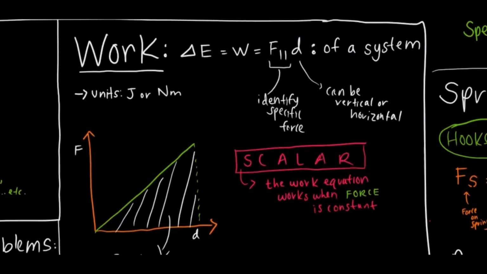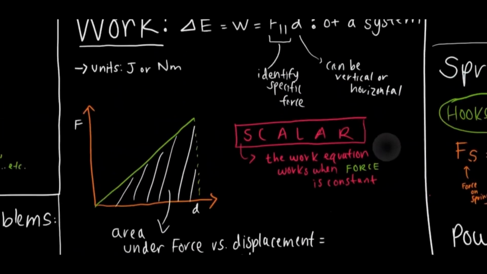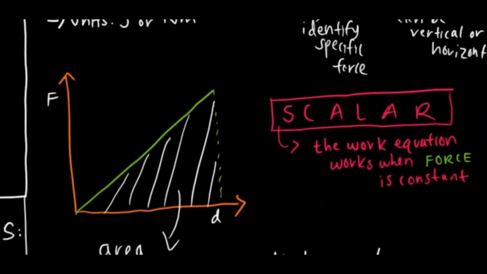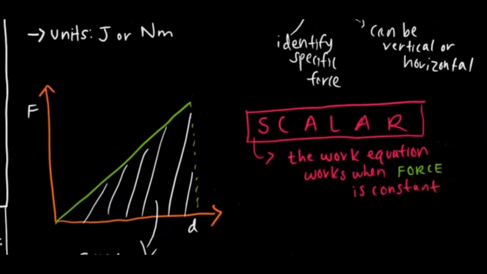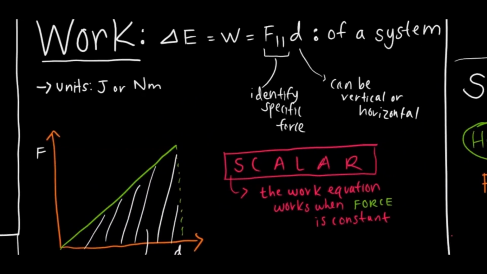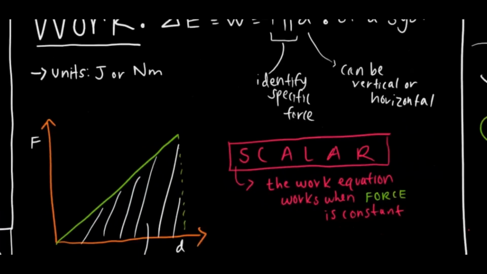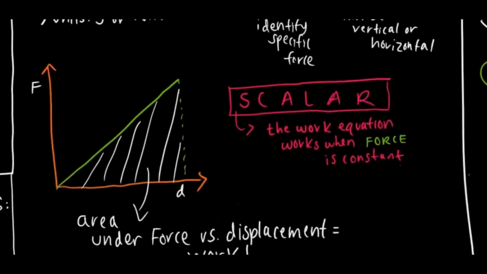and they are in the same direction, then it'll be positive work. Now, if the force is parallel, but in the opposite direction of that displacement, then it's going to be negative work because it's going to be acting against it. All right, and the area under the graph of force versus displacement is equivalent to work. And that can be easily seen through that equation where the values are multiplied.